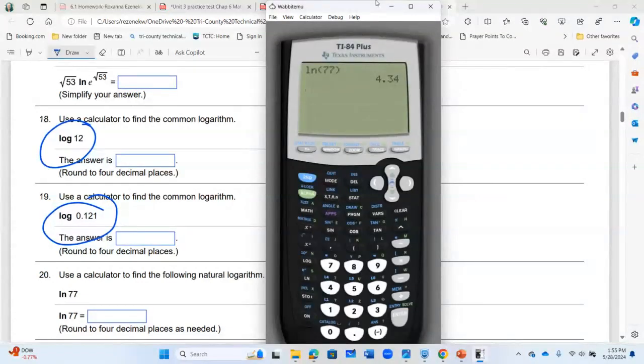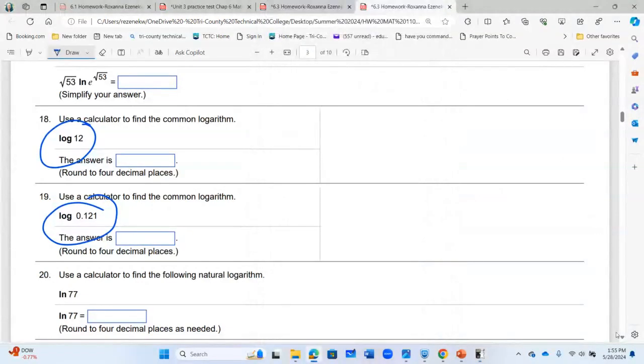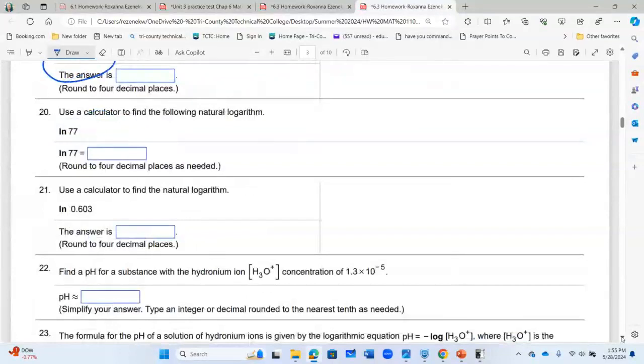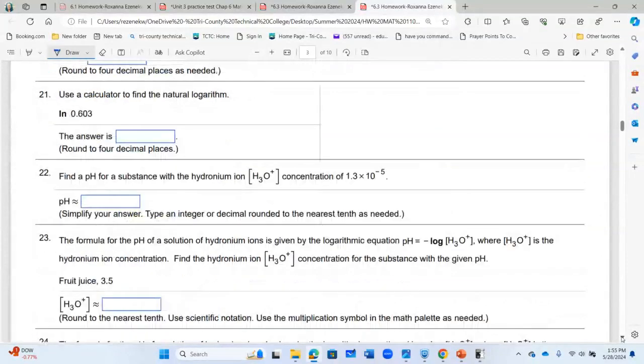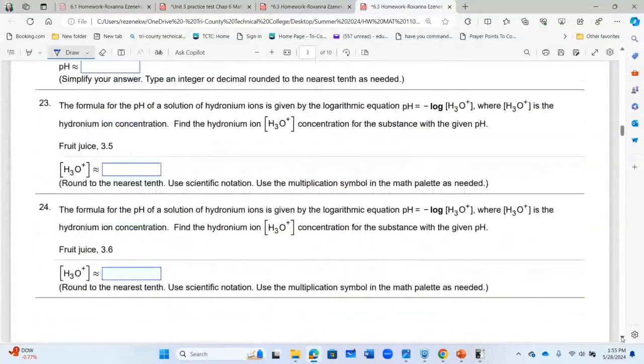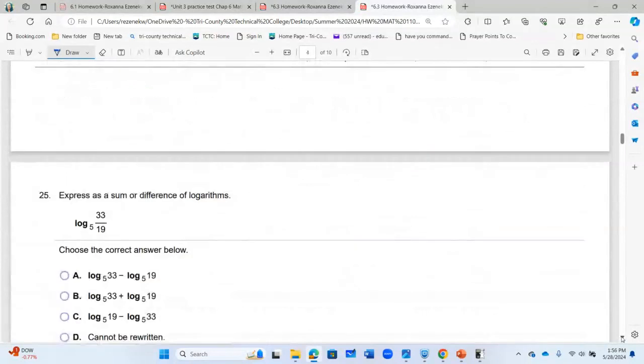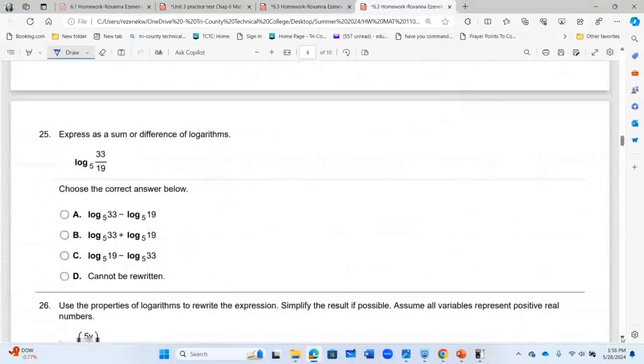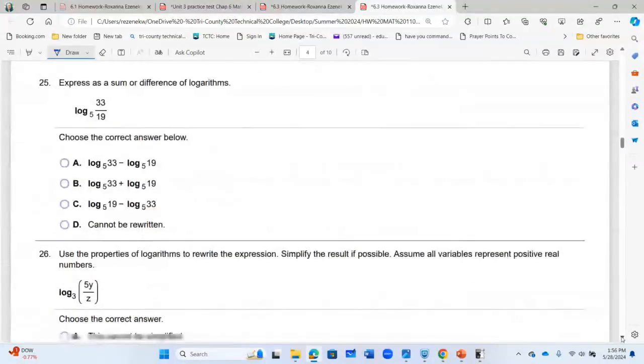Uh-oh, we have only 5 minutes remaining. You can use a calculator to answer a lot of questions, so next class all we're going to do will be expressing as a sum. So we're going to do just number 25. We've got 4 minutes. Let's do 25.